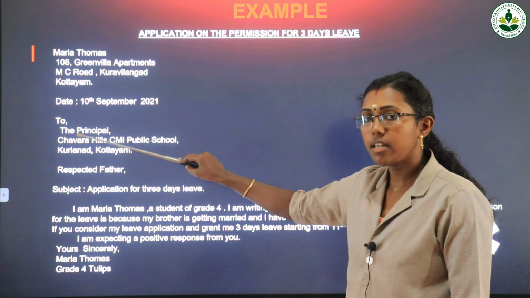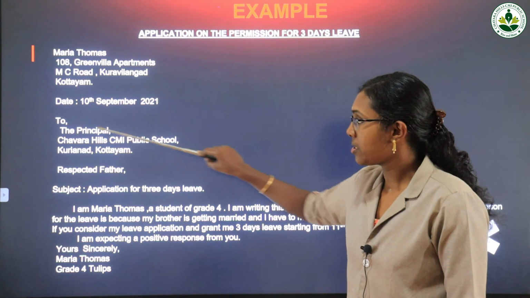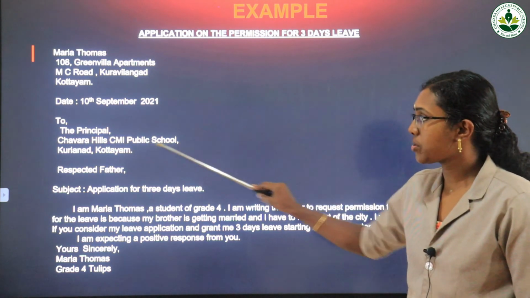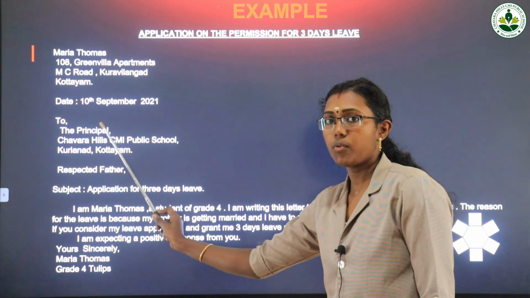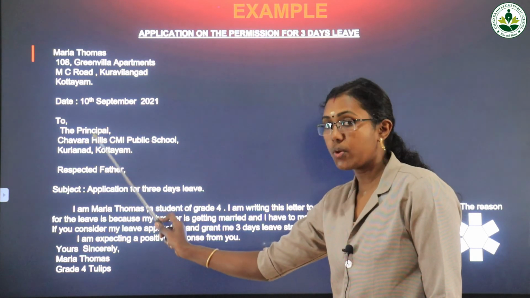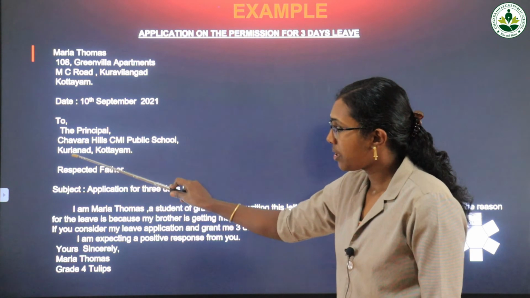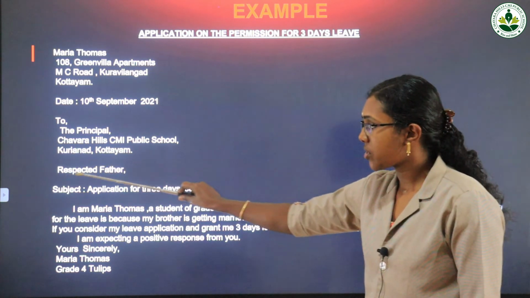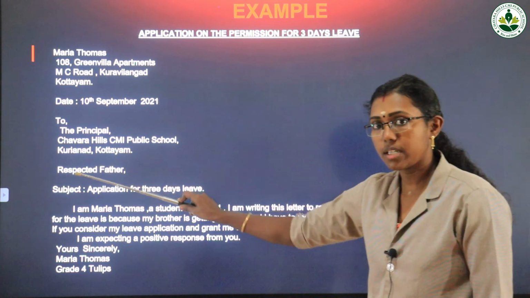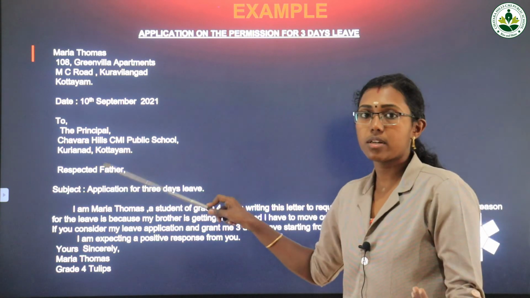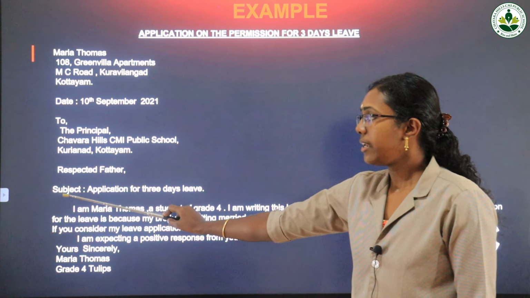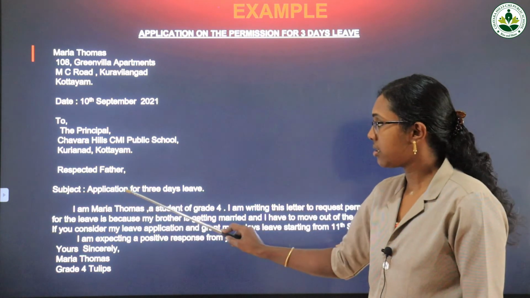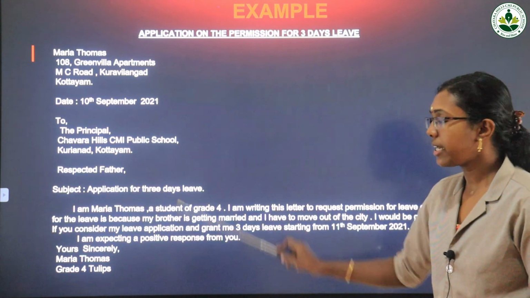It is the designation and the authority: the Principal, Chavara Hill CMI Public School, Kurvalingad, Kottayam. We have to write the school's name also along with the authority to whom you are writing. Afterwards we leave space. Then respected, it is a greeting: respected father, respected sir, respected madam. Then a space. Next we write the subject. This is the subject: Application for 3 days leave.